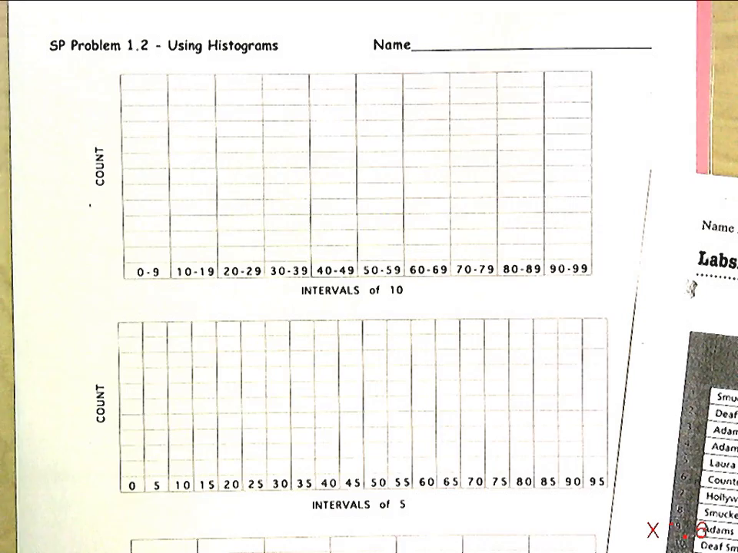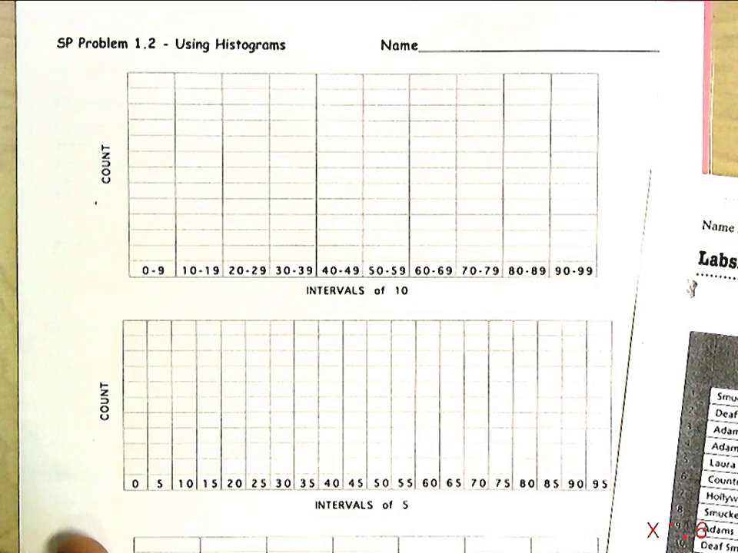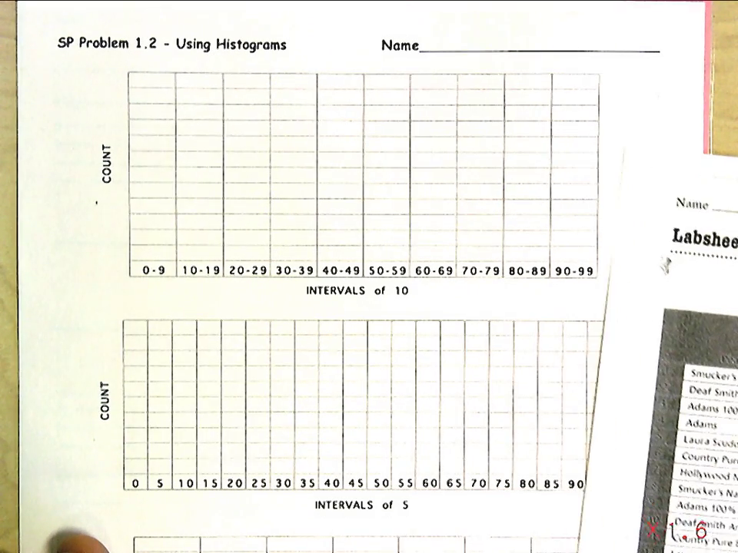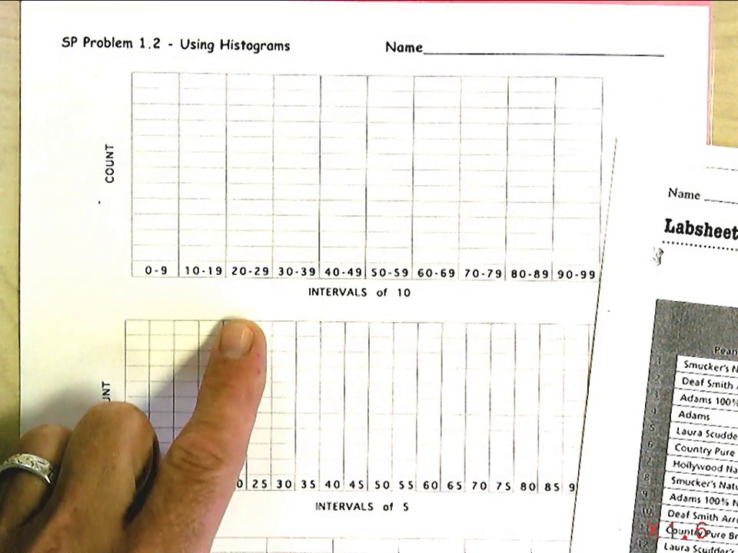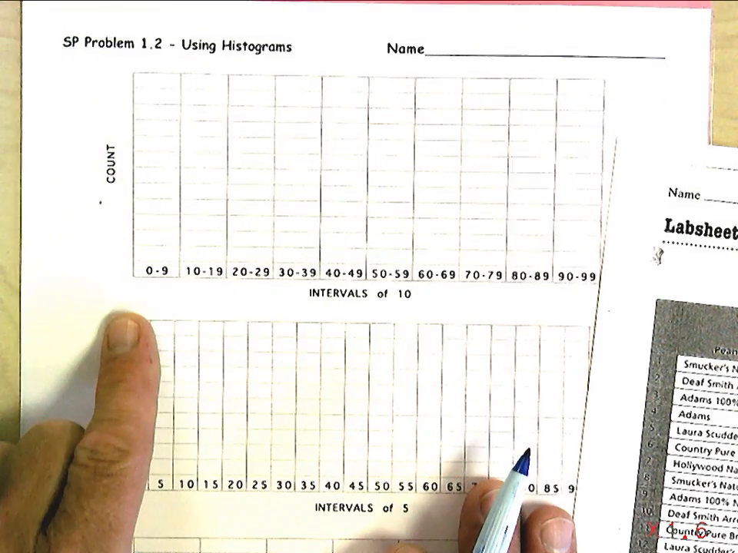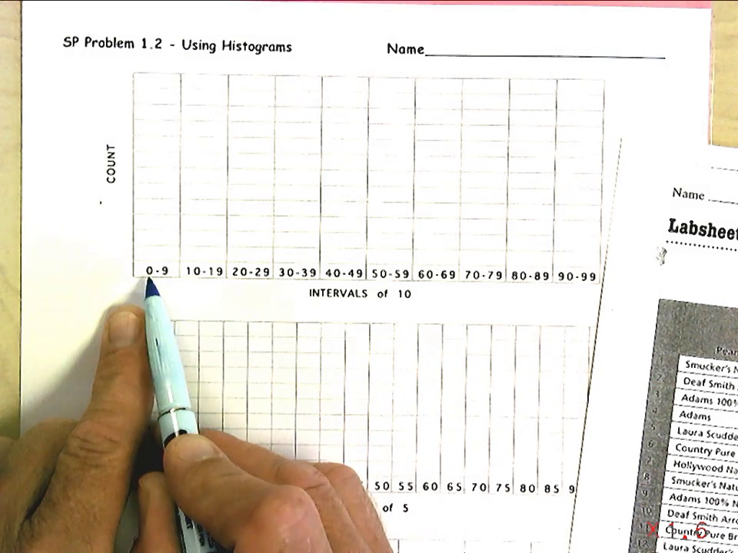So this is for samples and populations, problem 1.2. And in problem 1.2, you're asked to make an actual histogram using 10-point intervals, or intervals of 10. So if you see my chart here, I'm going to have intervals of 0 to 9.